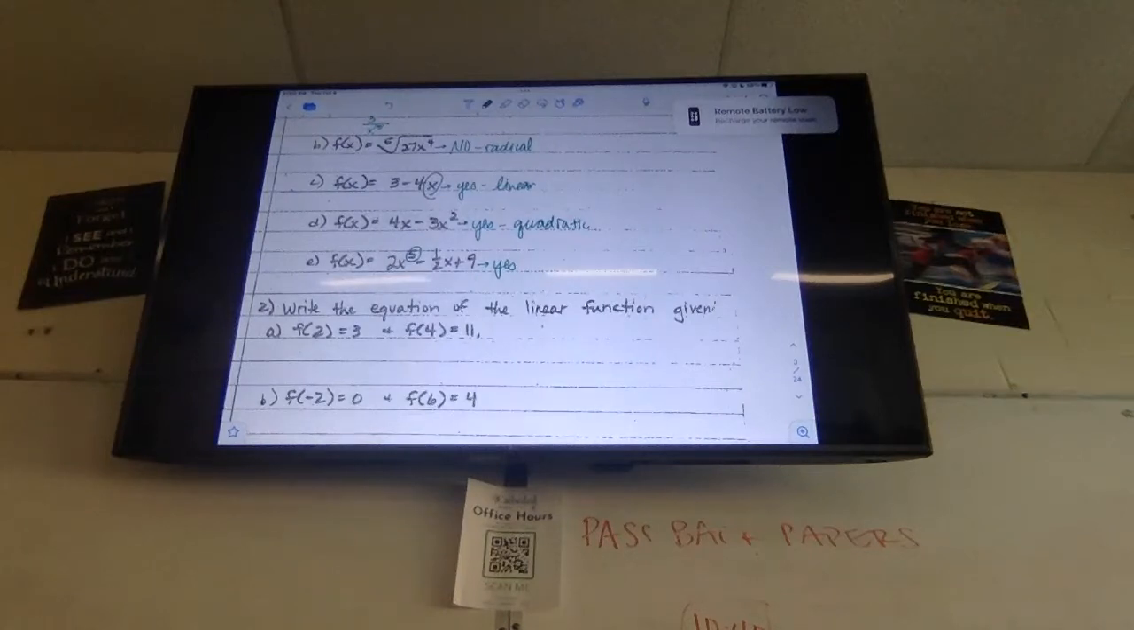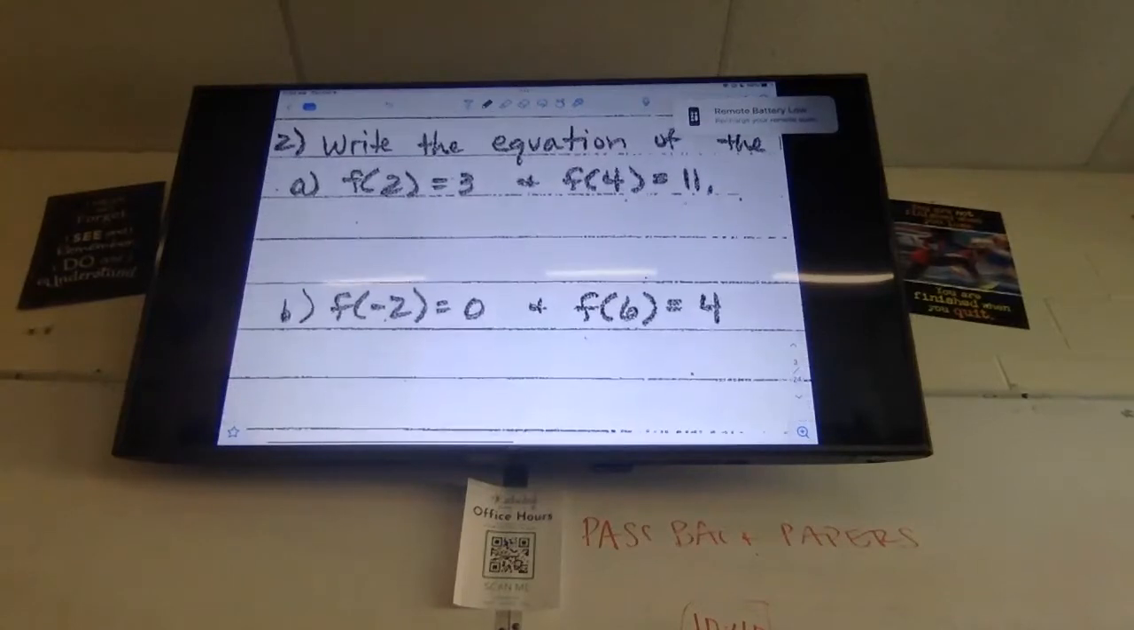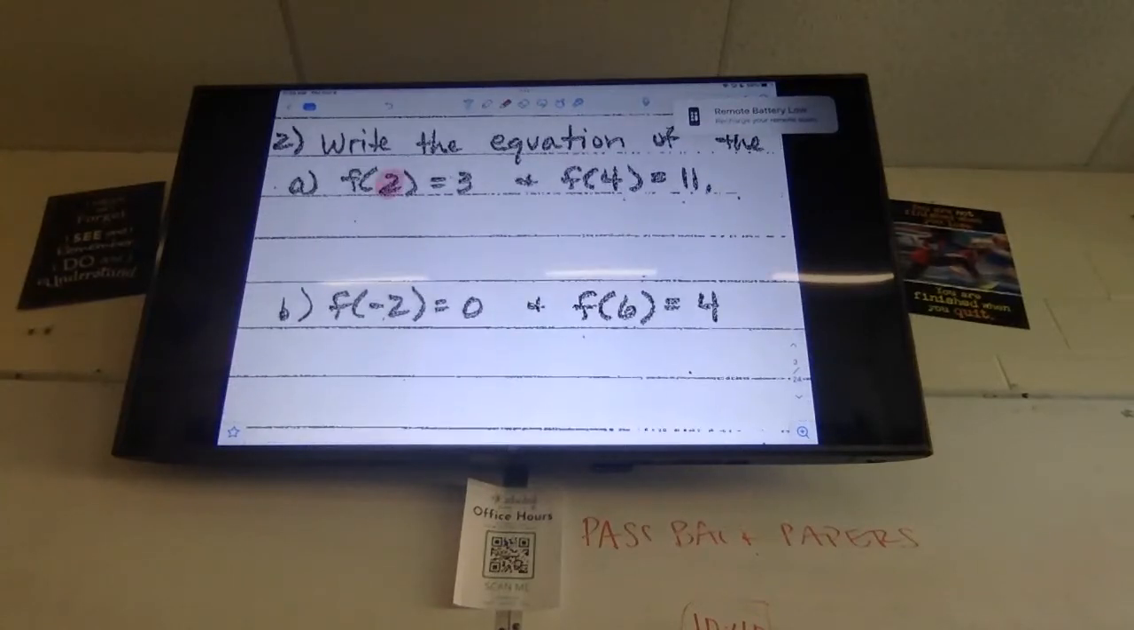Okay, so this one where it says write the equation of a linear function given this information. I'm going to go slowly through this because I feel like we always forget this. In function notation right now, it says f of 2 equals 3. I can treat 2 as my x, and then 3 is your y. So this notation says that I have an ordered pair (2, 3). What would that make my other ordered pair here? (4, 11). Good. So again, my 4 is my x and my 11 is my y.